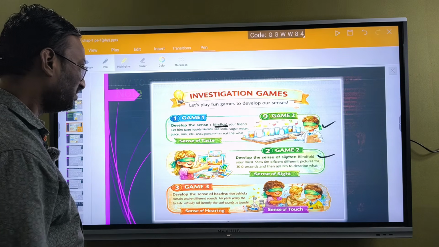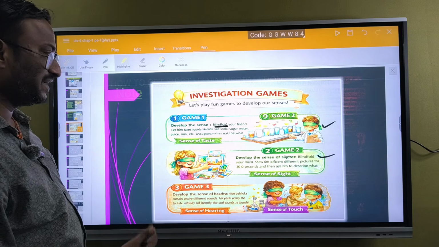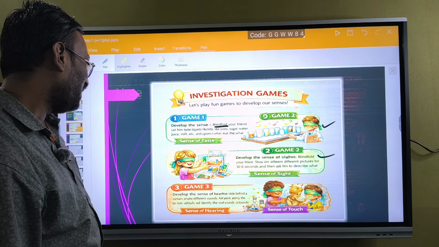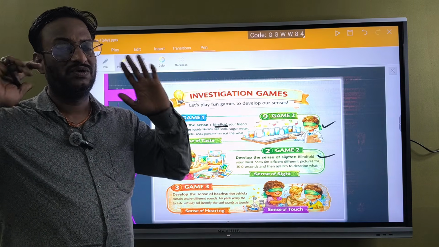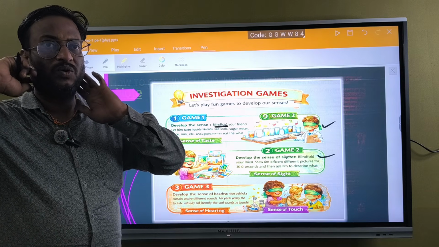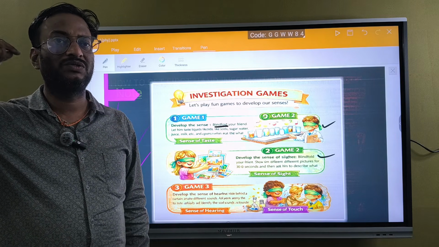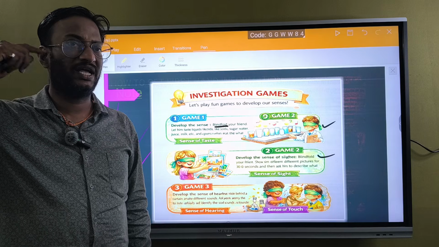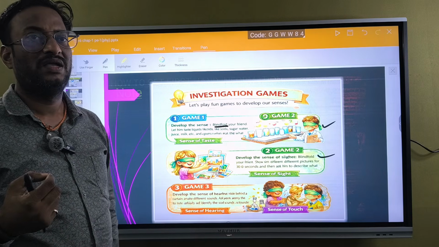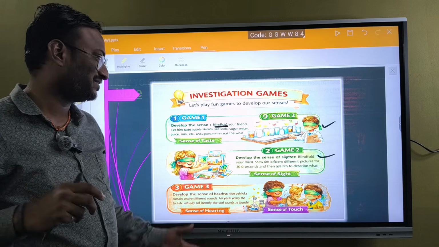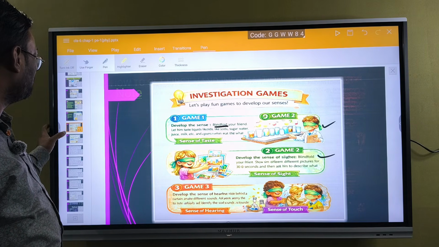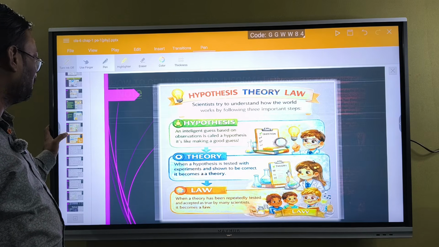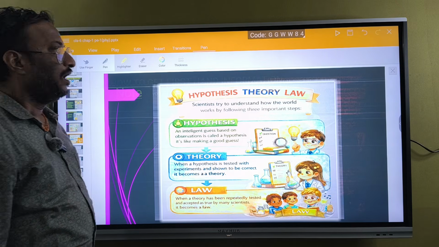Game number 3, develop the sense of hearing, by making some different sounds without him seeing. Through listening to that sound, he has to say what the sound is. If a person is speaking, he has to say who is speaking, like that. So likewise we can develop the sense organs.